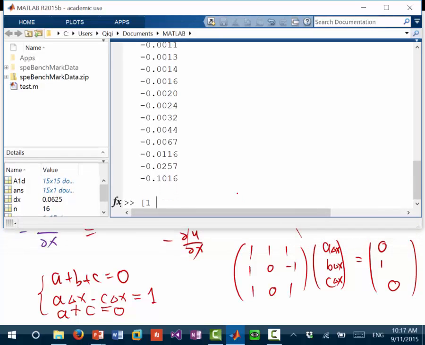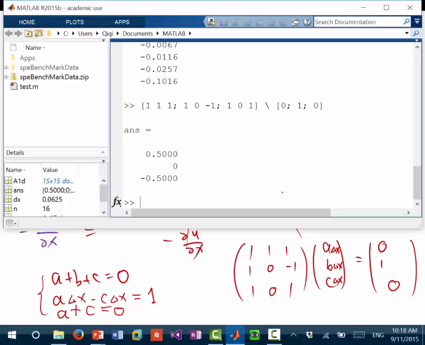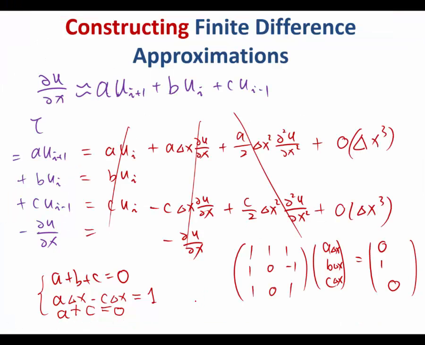Construct the matrix 1, 1, 1, 1, 0, minus 1, 1, 0, 1. That's the matrix, with right-hand side 0, 1, 0. Okay, we get a equal to half, b equal to 0, c equal to minus half. What does that mean? That means a delta x equal to half, b equal to 0, c delta x equal to minus half. We plug that into the scheme.